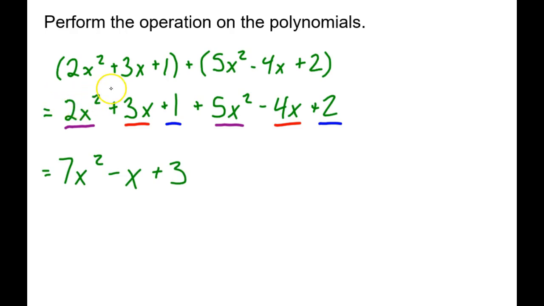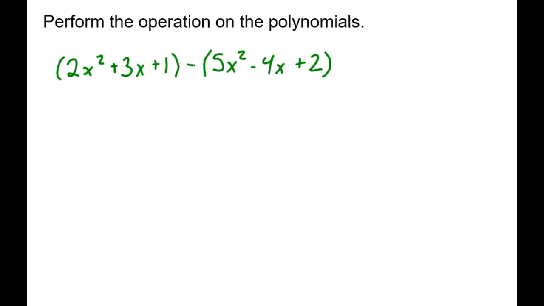So adding 2x squared plus 5x squared, combine those coefficients, we get 7x squared. 3x plus a negative 4x, or 3x minus 4x, is negative 1x. 1 plus 2, we get 3. So 7x squared minus x plus 3 is the simplified form when we add these two polynomials together.